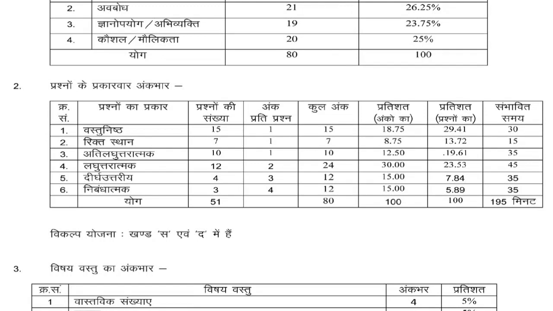type questions. The objective type questions are 15 and fill in the blanks questions are 7, short answer type questions are 10, medium answer type questions are 12 and the long answer type questions are 4. And the very long answer type questions are 3. There are a total of 51 questions. Total marks of this paper is 18 and the time is 3 hours and 15 minutes.